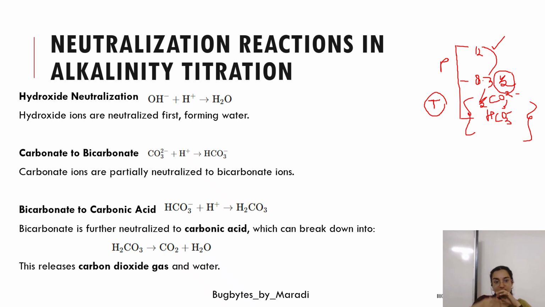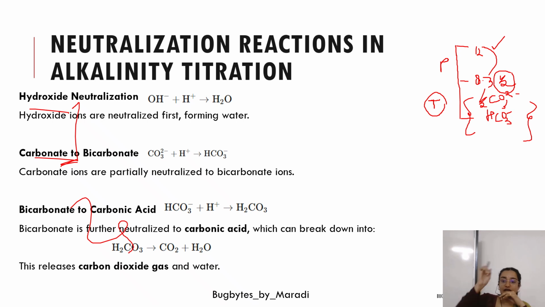So again, I'll repeat. Hydroxide neutralization along with half of the carbonate, that answer will be given by the phenolphthalein indicator. When you add it, neutralization happens, and that comes under phenolphthalein alkalinity. The remaining half of the carbonate is further neutralized to form bicarbonate, and the bicarbonate further neutralizes to form carbonic acid, and then carbon dioxide and water. That will be measured by using the methyl orange indicator in the total alkalinity.